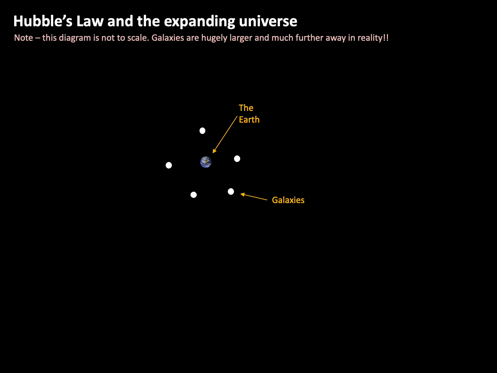Here is a little simulation. Now, in this diagram, we've got the Earth in the middle, and we've got some galaxies around it. Now, we should really point out this diagram is nowhere near to scale. The galaxies are full of billions and billions of stars, and they're considerably larger than the Earth, and they're considerably further away than shown here. But this will give you the general idea.